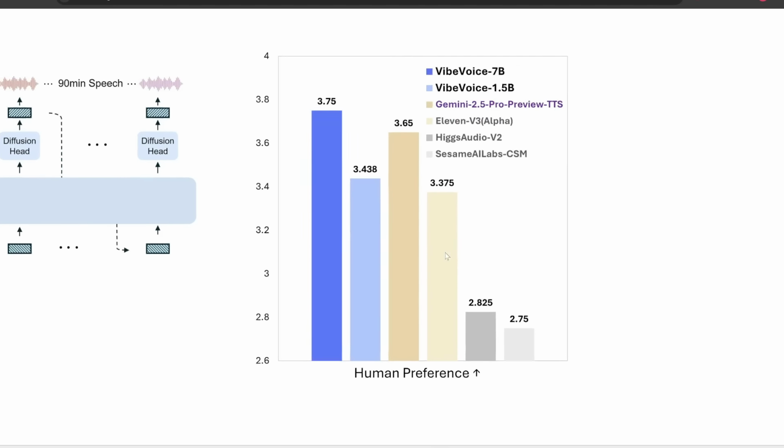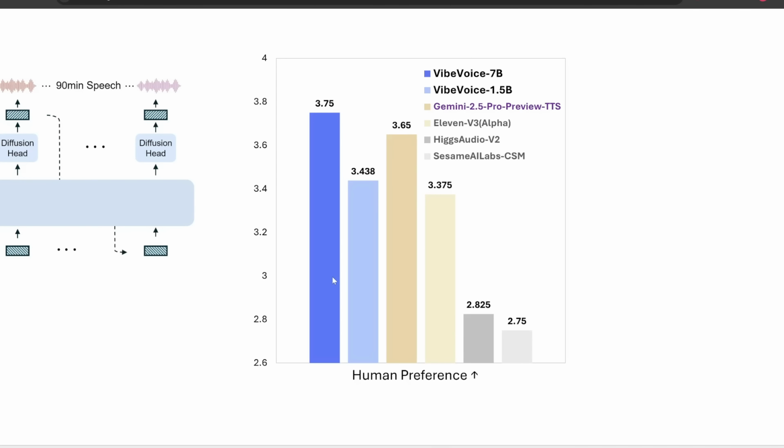In fact, if you look at this comparison on how many times a model is preferred by a human versus other models, you can see that the larger version of VibeVoice was preferred more often than the text-to-speech from Gemini 2.5 Pro, which is already really good and expressive, and 11 Labs version 3, plus Higgs Audio and Sesame, which is all the way down here. So don't take my word for it. According to this benchmark, VibeVoice is the most preferred text-to-speech generator.